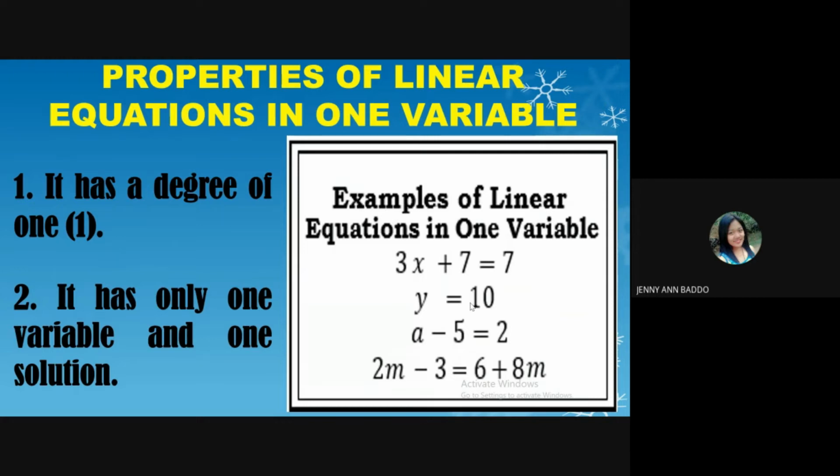For the last example, we have 2m minus 3 equals 6 plus 8m. We have two variables, one on the left side and one on the right side, but they are the same. Therefore, if we find the degree of the given equation, it's still 1. Both variables have an exponent of 1.